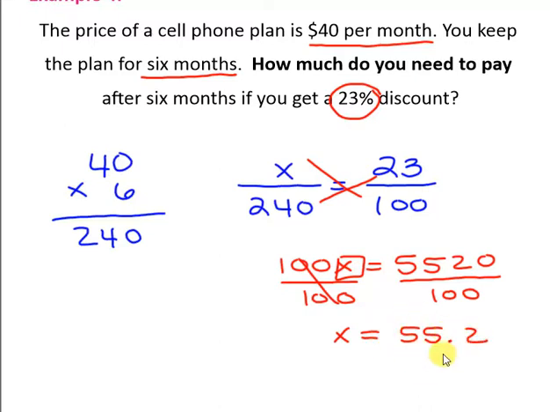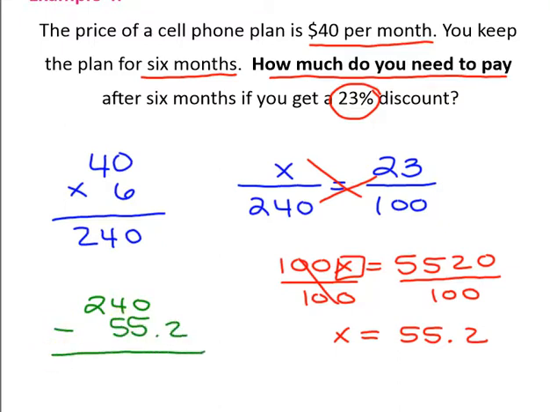55.2. Now, that's how much money you're going to save with the discount, but it's asking how much I'm actually going to pay. So I need to then take the original price, which is $240, minus $55.20. And when I do that subtraction, I'm going to get 184.8.